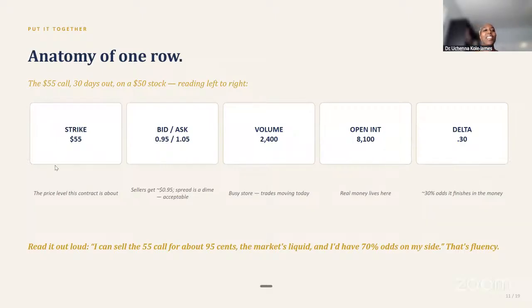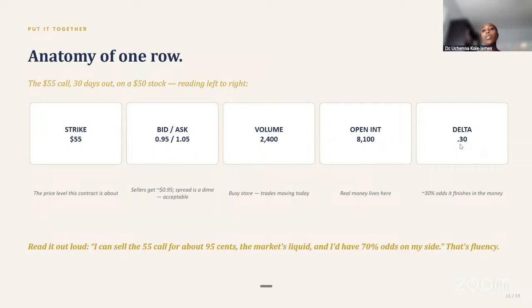So put it together: the anatomy of one row. Let's say we have a $50 stock. We sold a $55 call, 30 days out, reading left to right. You need to know your strike. This is the price level the contract is all about. You need to know your bid ask. Make sure it's tight. You buy at the ask, you sell at the bid. You need to check your volume. You need to check your open interest, and you definitely need to check your delta.